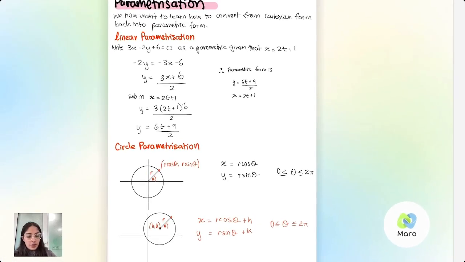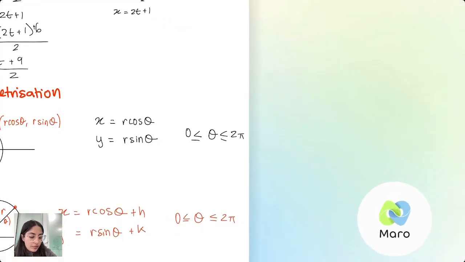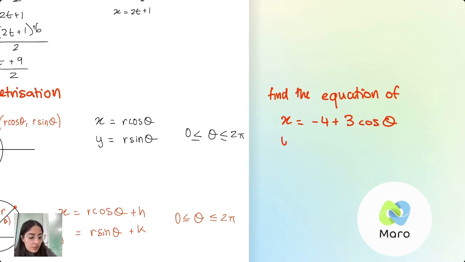Can I get everybody please to find the equation of x equals -4 plus 3 cos theta, and then y equals 5 plus 3 sine theta. So this is not a parametrization, this is the opposite. We're going back into Cartesian form.